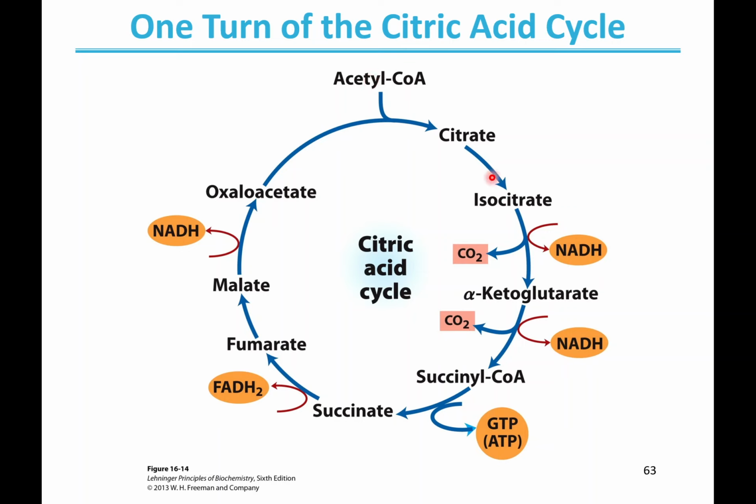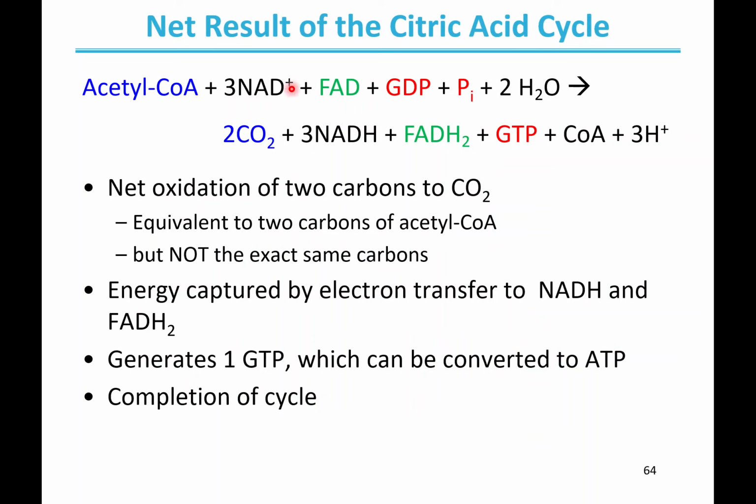So if we look at one turn of the citric acid cycle, we have acetyl-CoA coming in, going through one turn. We're going to create 3 NADHs, which is a total of 2, 4, 6 electrons. We're going to lose 2 carbons as CO2. We're going to generate 1 GTP, which is an ATP equivalent, and we're going to generate 1 FADH2, which is again 2 electrons. So we have a total of 8 electrons being generated, one ATP equivalent being formed and two CO2s leaving. That would be our net reaction.